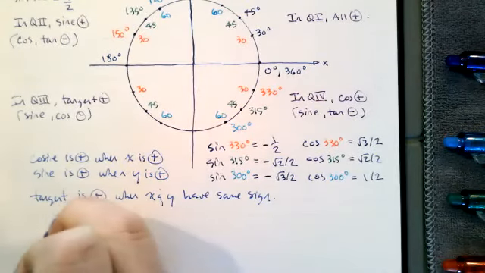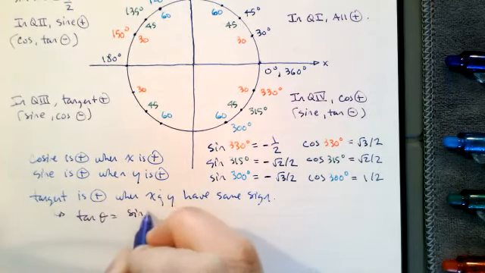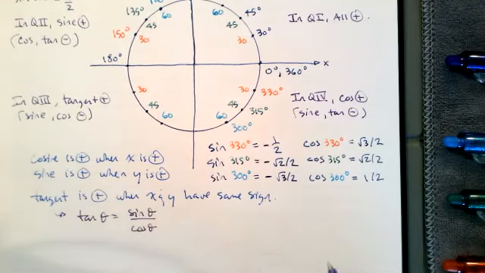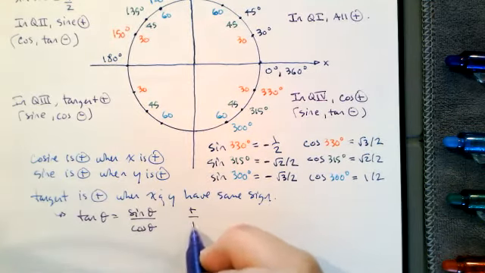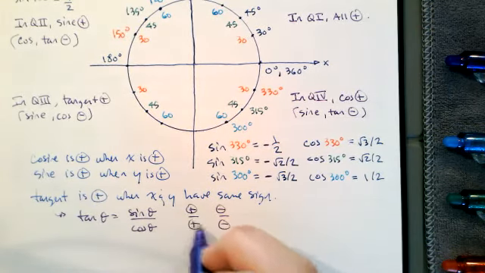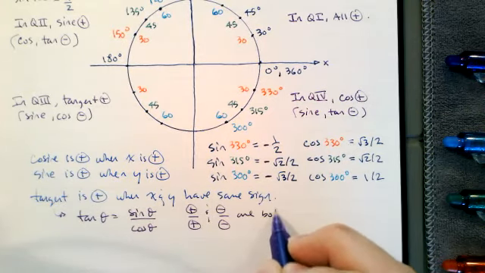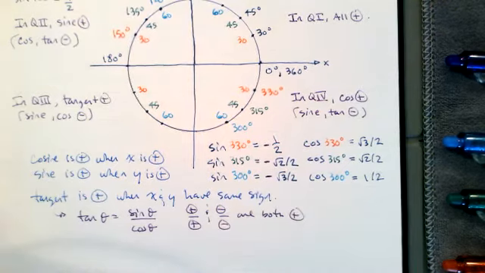So tangent is sine over cosine. So positive over positive is positive, negative over negative is positive. So tangent is positive when x and y agree. That's in quadrant 1 and quadrant 3. That rhymed, but it doesn't have any rhythm, so we won't remember it that way.